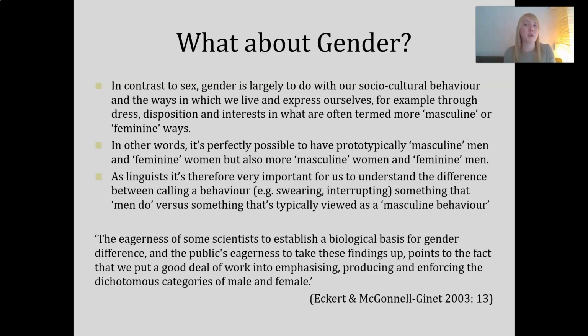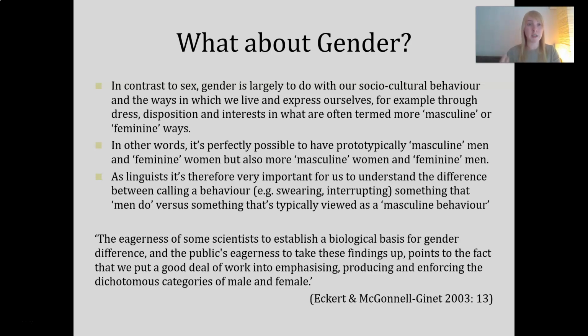So, for example, through these things like dress, disposition, interests, and these are often things that are termed kind of more masculine or feminine ways of being. So rather than talking about male and female or men and women, we could talk about things that are typically, stereotypically associated with being more masculine or feminine. So in other words, it's perfectly possible to have prototypically masculine men, feminine women, but also more masculine women and more feminine men. And these are things that I think start to become really, really important when we think about wanting to investigate language and gender.